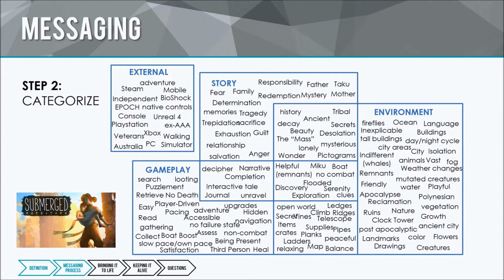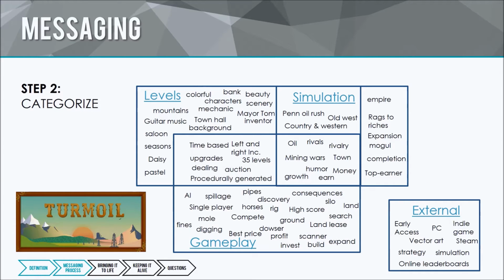Here's what the categories look like for Turmoil. You'll see that their categories are different. They've added levels and simulation, and they don't have story and environment. For other games, you might see the gameplay categories split into subcategories. It really just depends on your game and what makes sense. You'll probably know it when you see it in the word cloud.